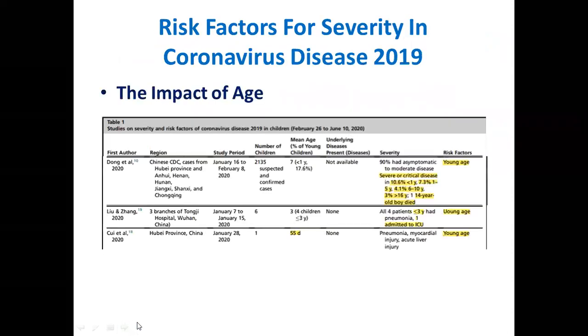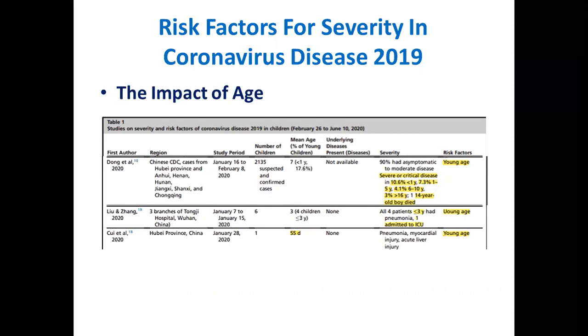So, risk factors for severity in coronavirus disease 2019. First, the impact of age. In a series of 2,135 children with suspected and confirmed COVID-19 cases from China, severe and critical cases were reported in 10.6% of those less than 1 year of age, and 7.3% of those aged 1 to 5 years, 4.1% of those aged 6 to 10 years, and 3% of the children aged greater than 16. In this study, one 14-year-old boy died, but there was no information regarding whether that patient had any underlying comorbidities or other risk factors.